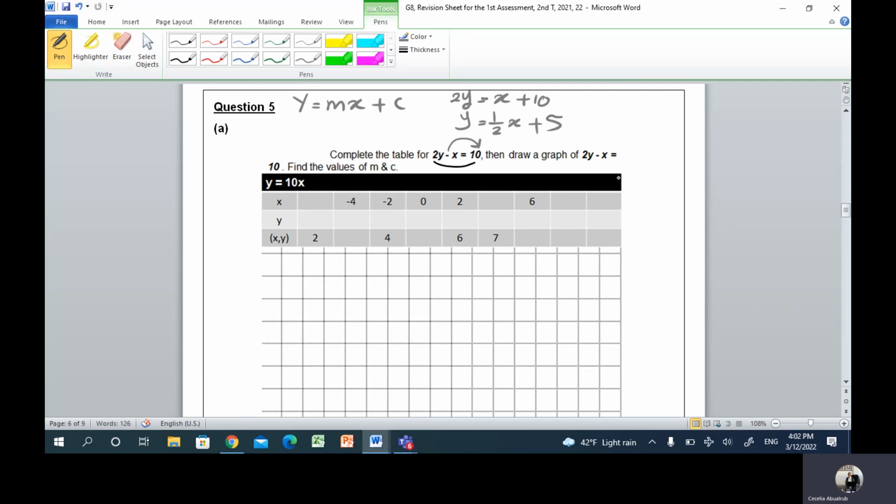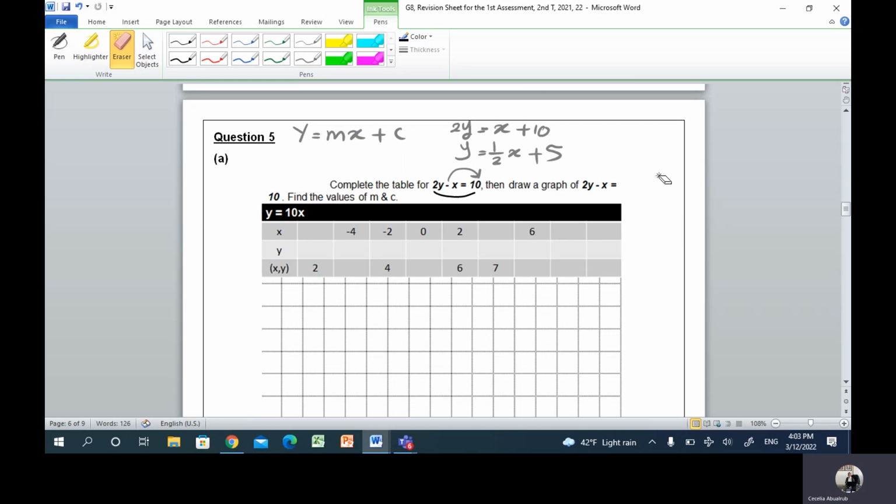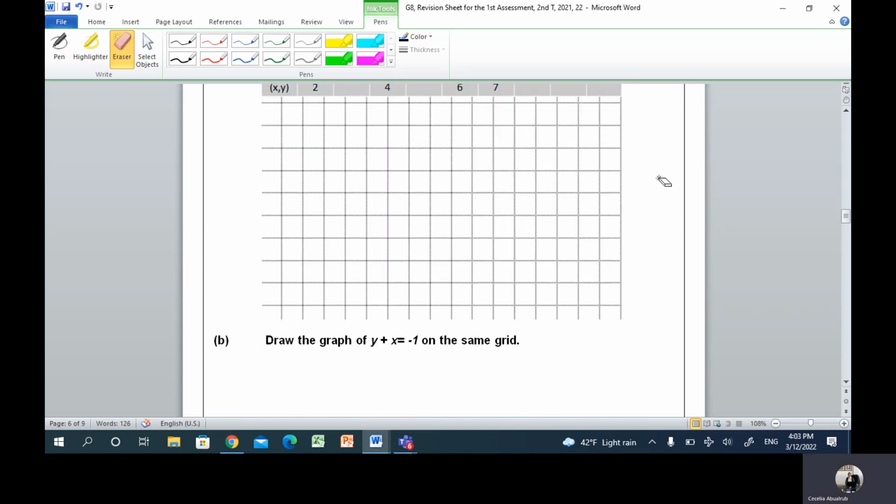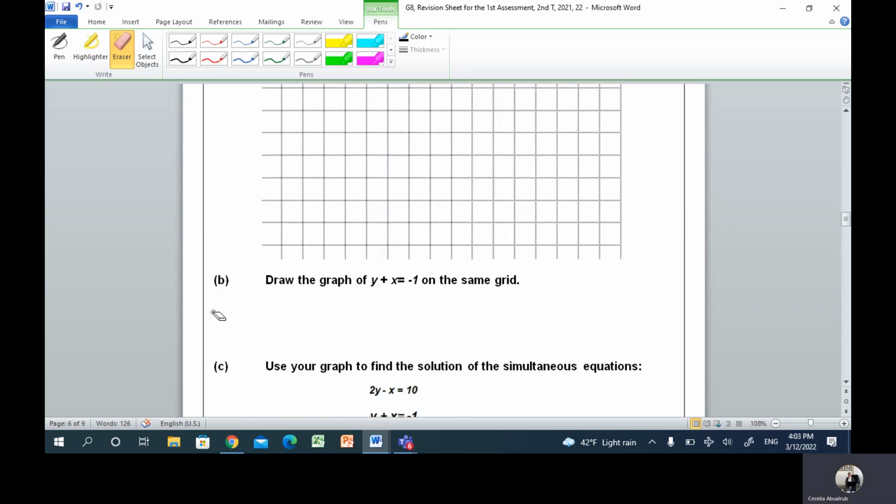Let's do this equation here the exact same way. 2y minus x equals 10. Oh, I'm sorry, that is the same one. Sorry about that. So we wrote it as y equals half of x plus 5, which is equal to 2y minus x equals 10. In order to draw the line graph here, we need to make our beautiful table. This is the x and this is the y.